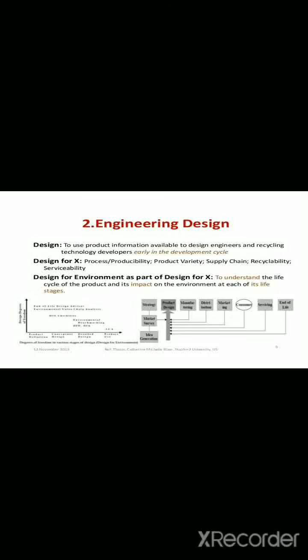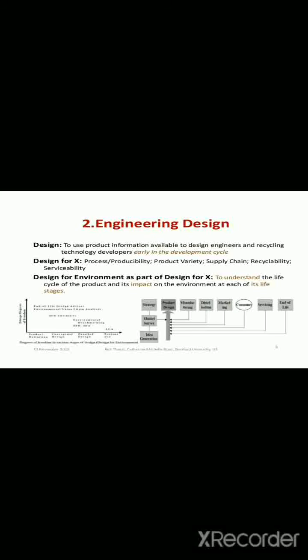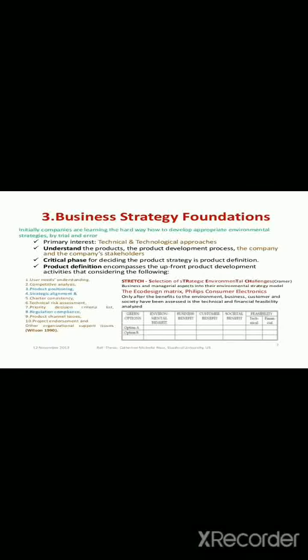Then engineering design has to use product information available to design engineers and recycling technology developers, early in the development cycle. Design for process producibility, then product variety, supply chain, recyclability and serviceability. Design for environment is part of the design to understand the cycle of the product and its impact on the environment at each of its life stages.